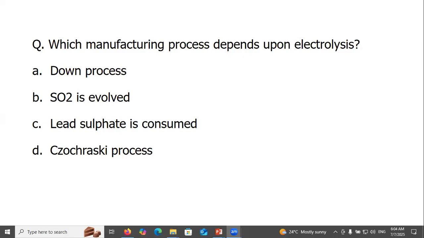Which manufacturing process depends upon electrolysis? Downs process, sulfur dioxide is evolved, lead sulfate is consumed, Czochralski process. The correct option is option A, Downs process.